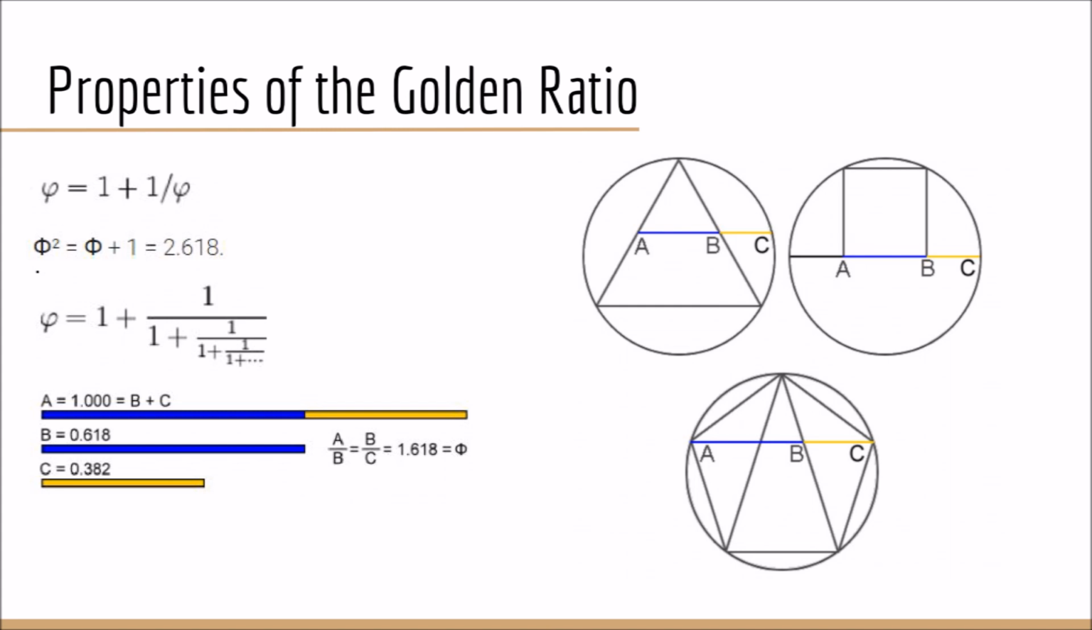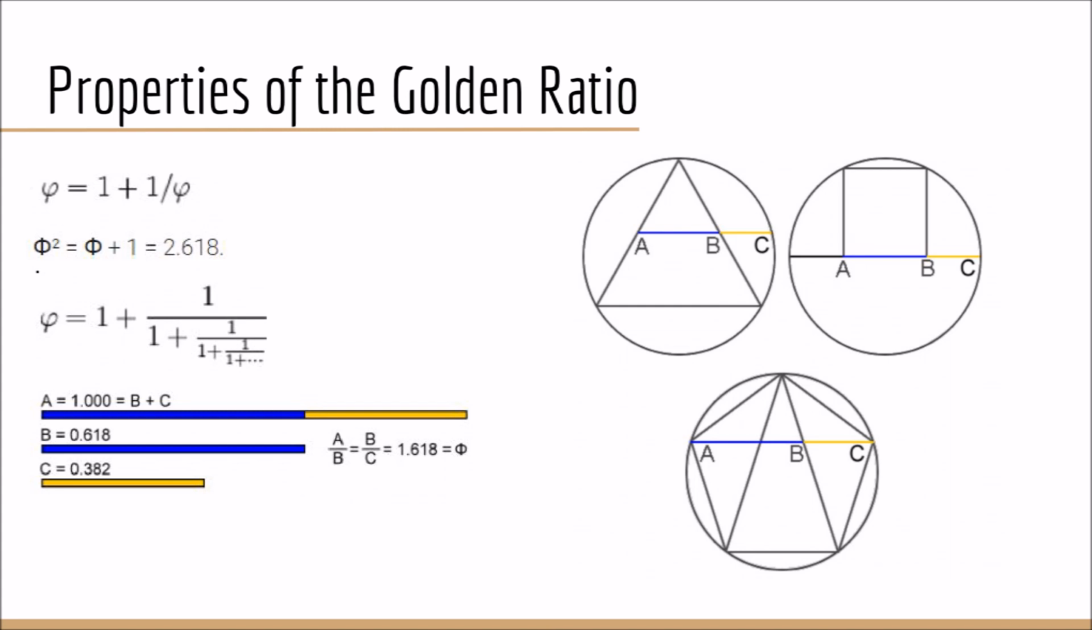It's 1 plus 1 over 1 plus 1 over 1 plus, and so on and so forth. There is also a geometric representation. If you have a line of length 1, there is a single point on that line where the ratio of A to B, which you see labeled on screen, should be the same as the ratio of B to C. The point to cut is the golden ratio minus 1.